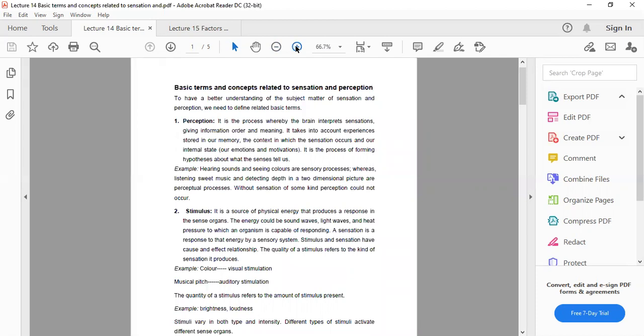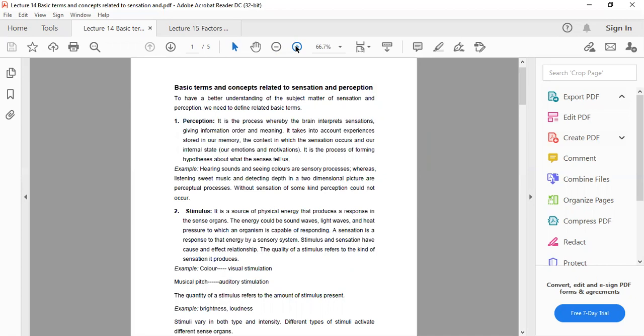So we want to define what perception is at first. Perception is the process whereby the brain tends to interpret certain sensations, giving information order and meaning, and it takes into account experiences stored in our memory, the context in which the sensation occurs, and our internal state, in brackets, our emotions and motivations. It is the process of forming hypotheses about what the senses tell us.